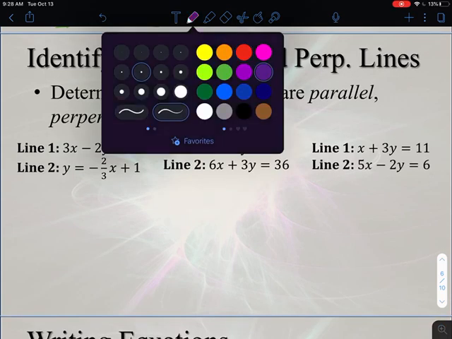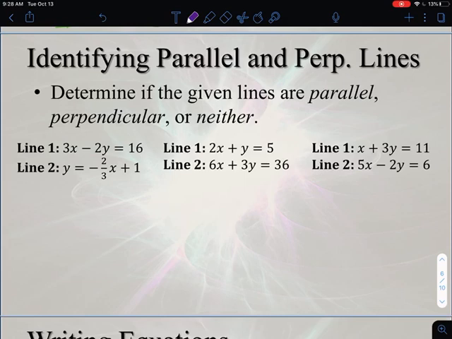The next one then, we're looking at identifying parallel and perpendicular given equations. So I've got my first two lines right here. Now if I have equations, I need to get y completely by itself. So for line 1, there's a little bit of work that I have to do here. I'm going to have to get y completely by itself.